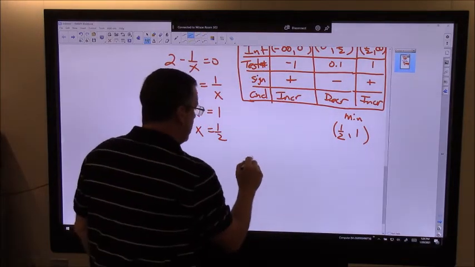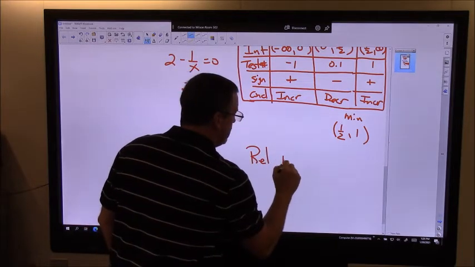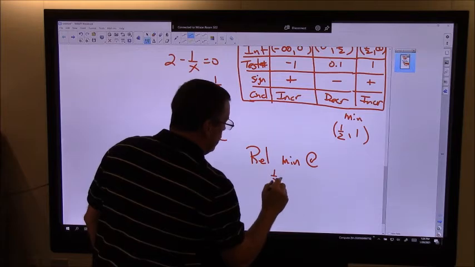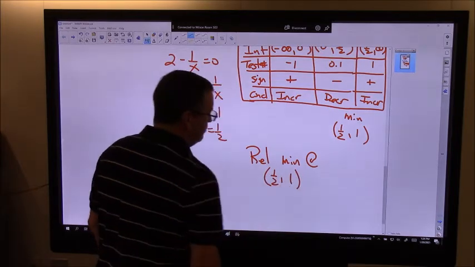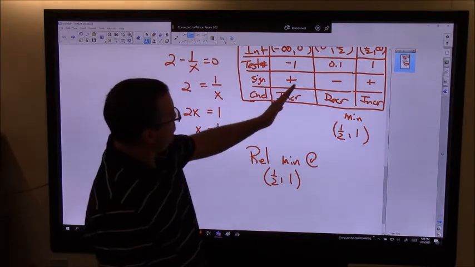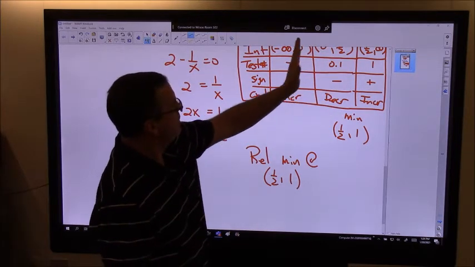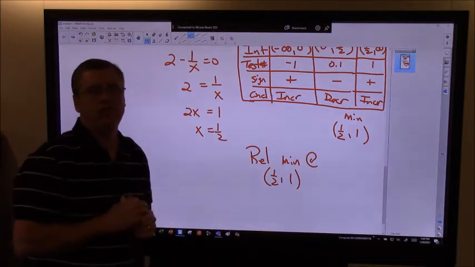So we have a relative minimum at 1/2, 1. And remember, even though this is increasing then decreasing, there is no relative maximum there because the original function is undefined at 0.